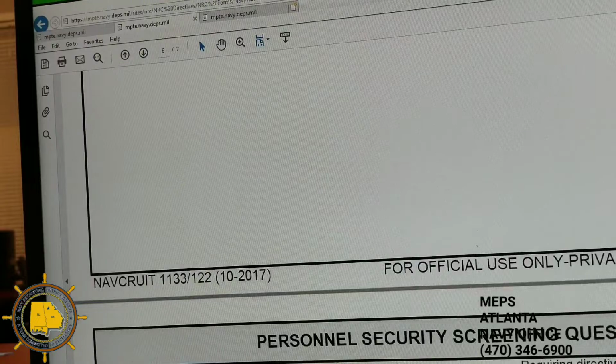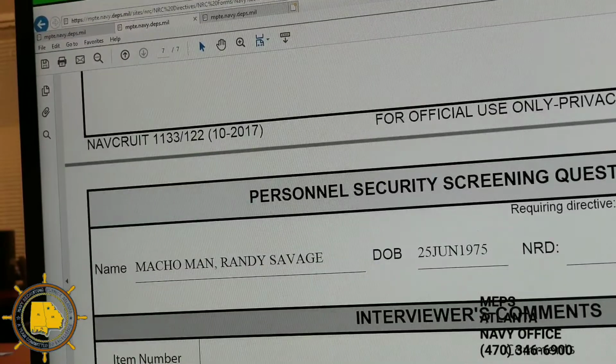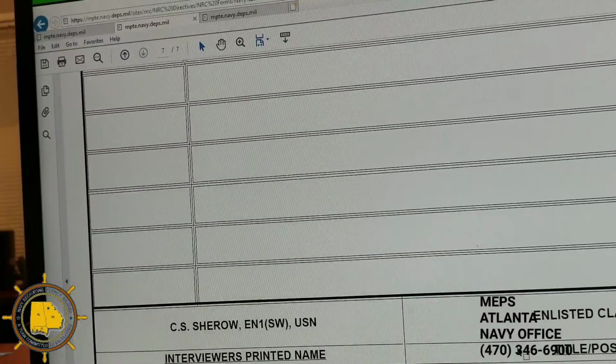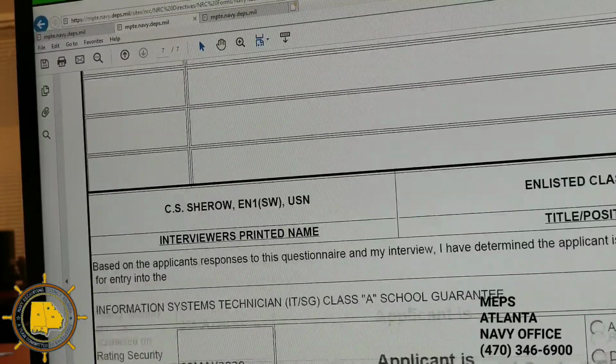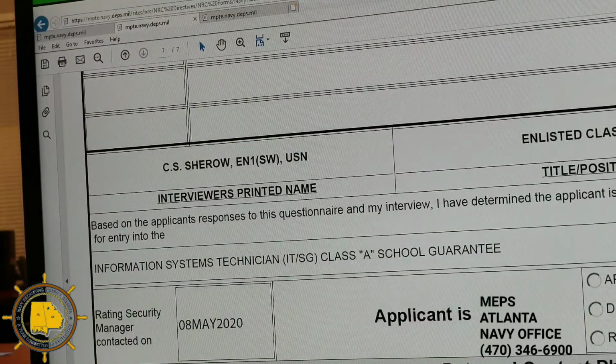Now, there's one more page to this particular document. This is typically reserved for the classifiers, either on the Atlanta side or on the Montgomery side. However, whenever you're prepping this document, you can go ahead and put whatever classifier from either side in the applicable block. So it says interviewer, printed name. My name is in there. Title position is always going to be enlisted classifier. And then you're going to go ahead and put the dates. That's our number here at Atlanta. If you have the numbers to the MEPS over in Montgomery, you can go ahead and pre-fill that.